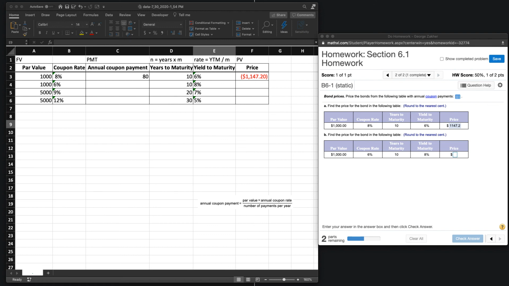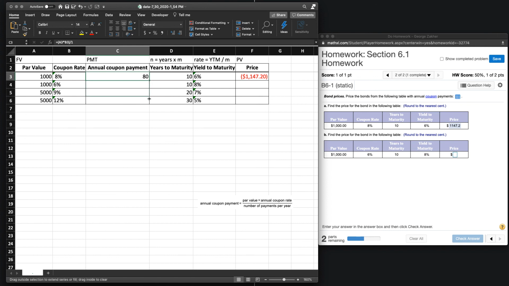So again, you can go through it manually, but since we have our formulas in, we can drag these down and autofill. So we see our annual coupon payment in relation to our rate and our par value and so forth. And once we have our three variables, we can solve for our present value. Okay, we've solved for all the prices.